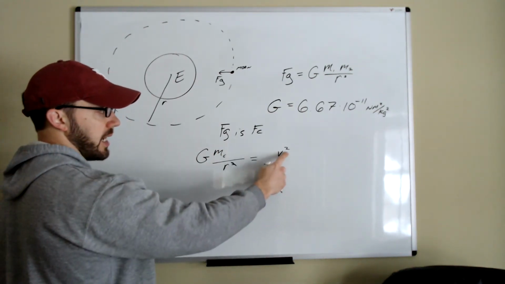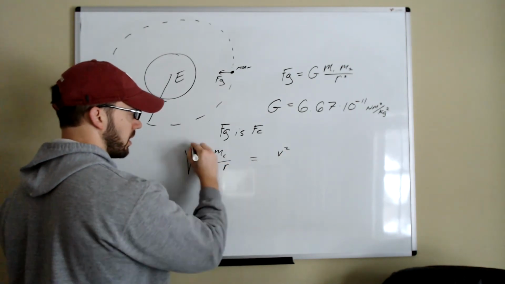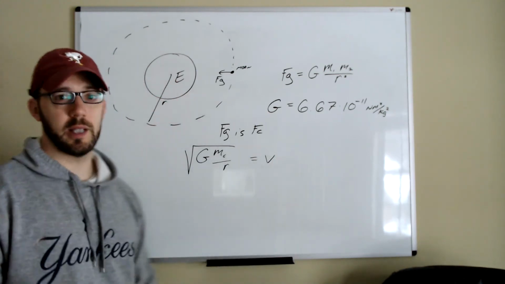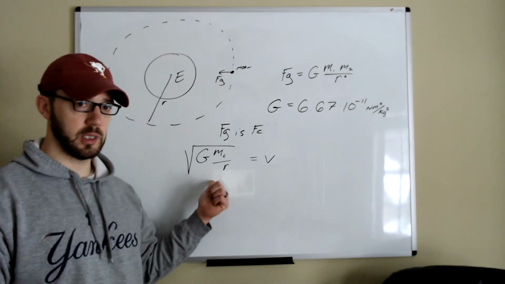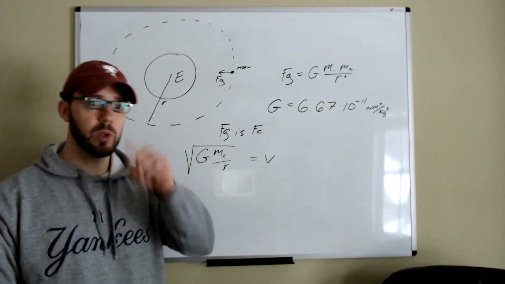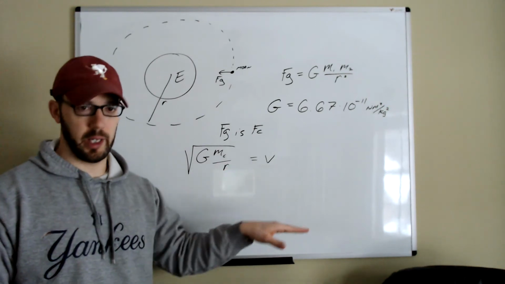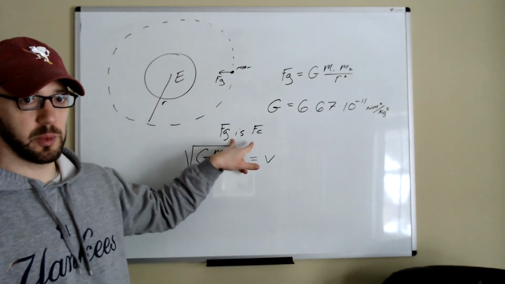So if I want to just get v by itself, I just have to do the square root, and I get v all by itself. Okay, so that was the algebra for this. And you'll find this equation is on your equation sheet. And it says use it for satellites only. All right, but this is the setup where you say force of gravity is centripetal force.